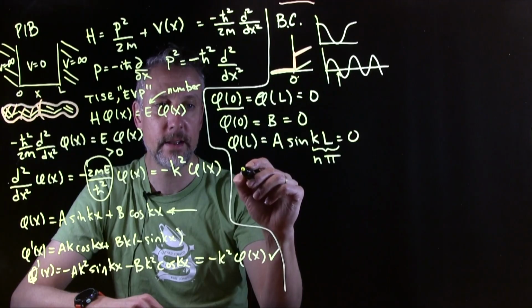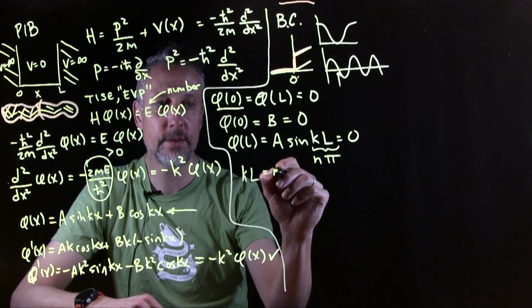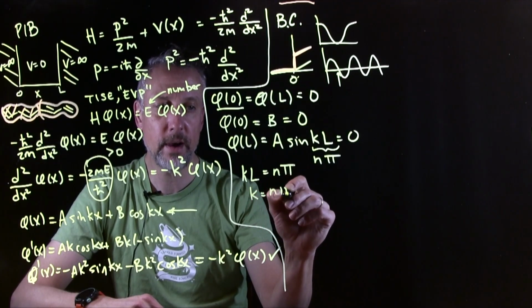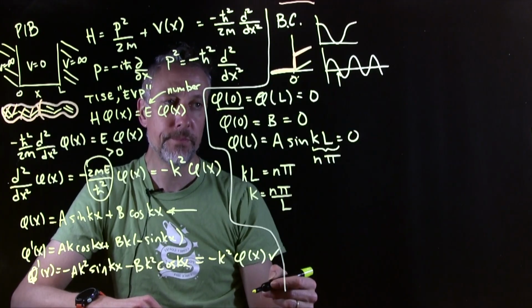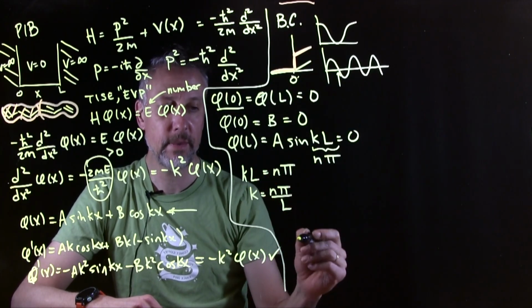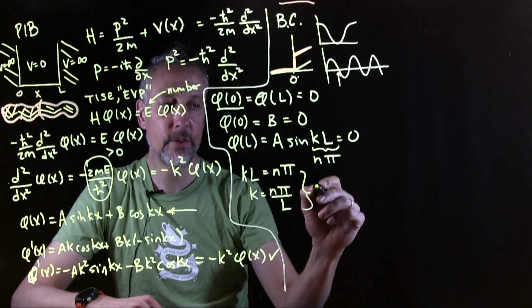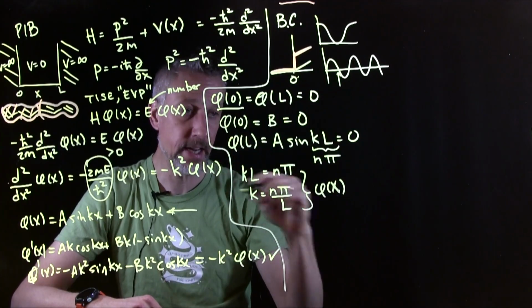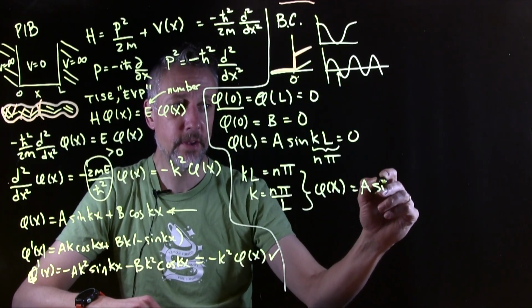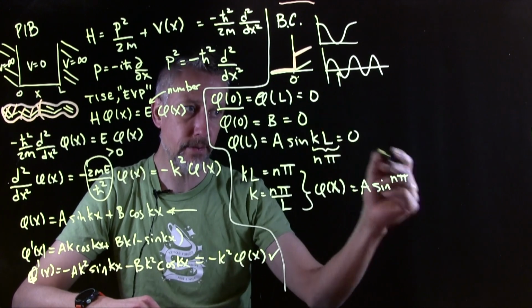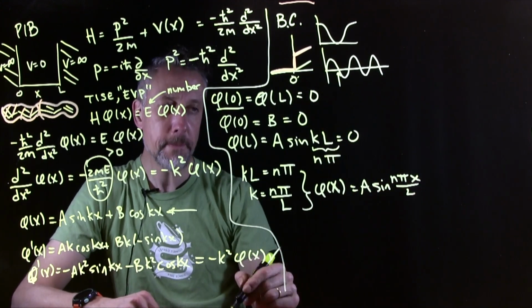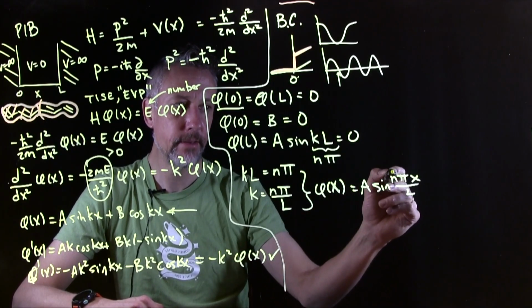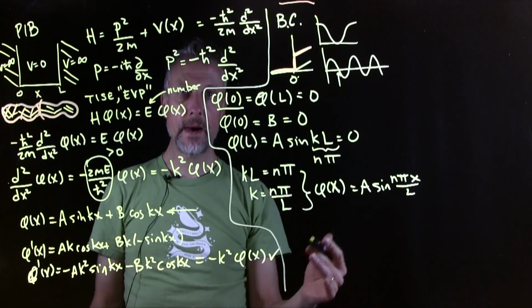That tells us immediately that k times L is equal to n times pi, which tells us by solving this, k is equal to n times pi over L. All right, we're making good progress here. So we plug this back into our solution, which only has now one parameter we haven't determined, which is a. So it's a times sine n pi x over L, where x is the variable. By the way, just remember n pi over L is k. It's written right here.